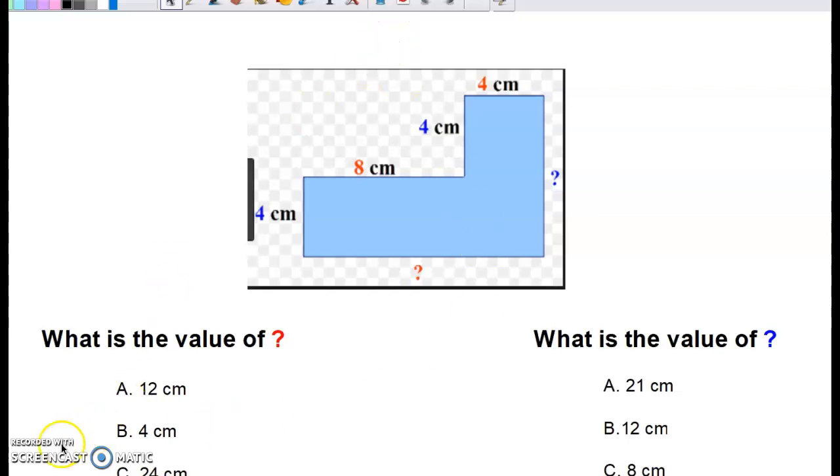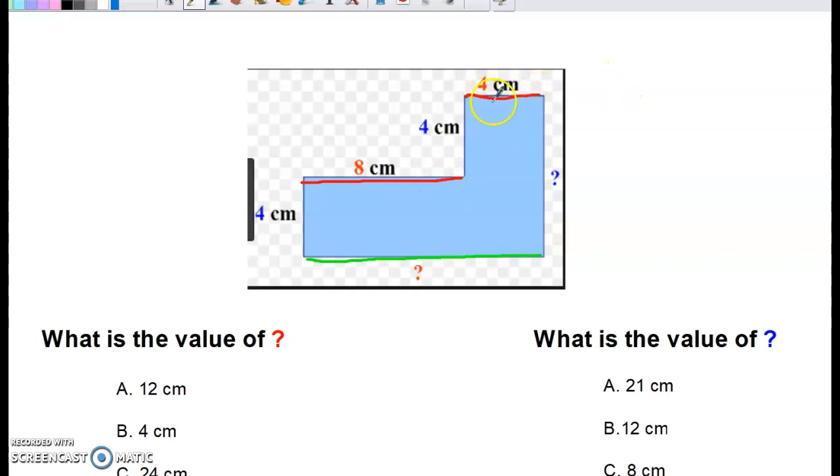This first one here, the one on the left, let's take a look at this question. It's asking you to find the value of the red question mark. So I'm looking at this again, horizontal line here on the bottom. Using that same strategy we did yesterday, I'm looking to find that value. So I'm also going to take a look at all the other red horizontal measurements.